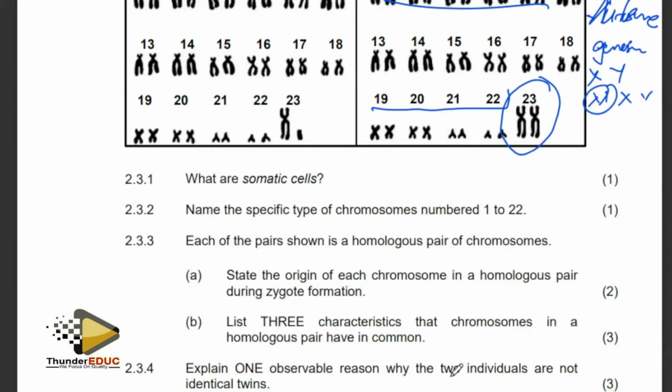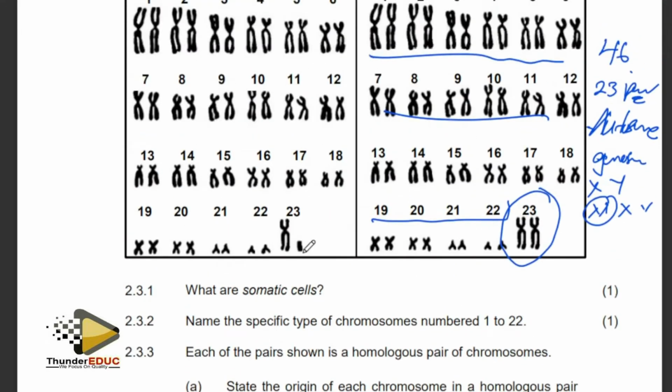Explain one observable reason why these two individuals are not identical twins. Why are these not identical twins, using this karyotype? These are not identical twins because this is a male and this is a female. Obviously, you know that if it is a male, what happens?